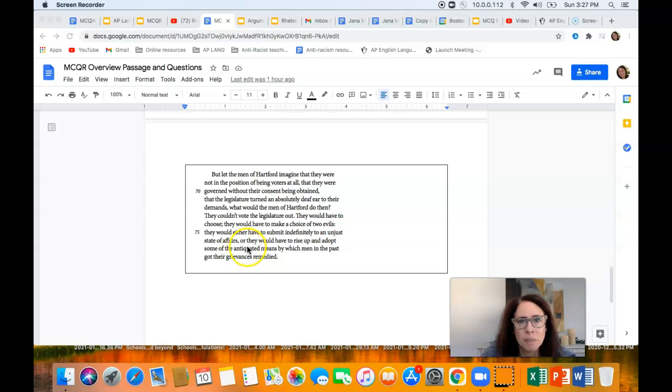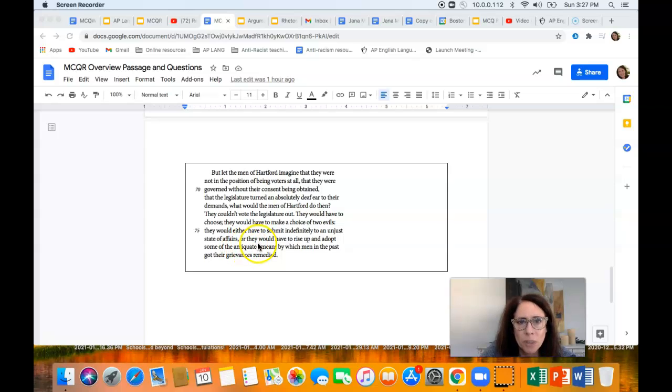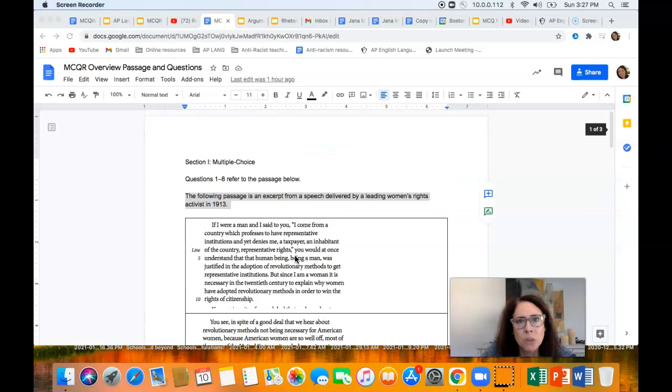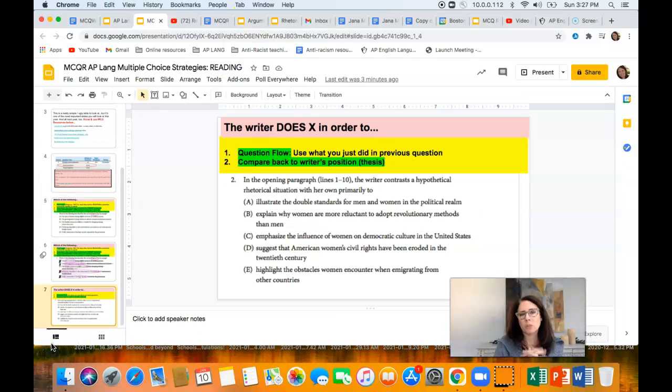And really making a statement with that rhetorical question in that example. So knowing that and just doing a high-level overview, we could have stopped when we think we found her thesis. She is going to explain why women have adopted revolutionary methods in order to win the rights of citizenship. And so with that information, we go back to what we're doing.